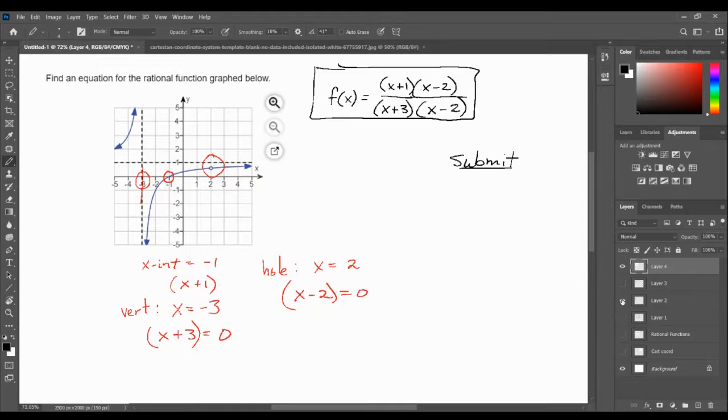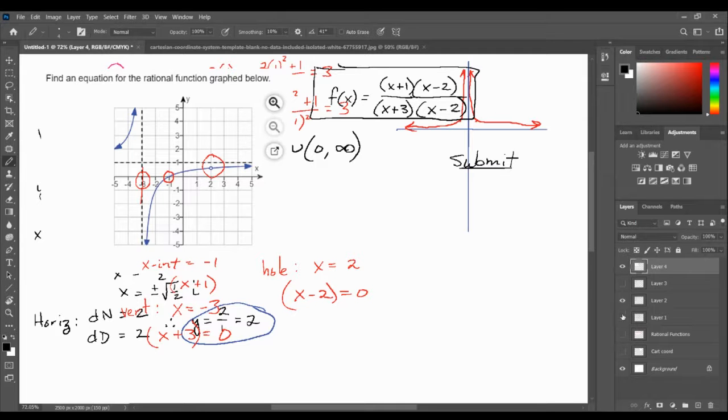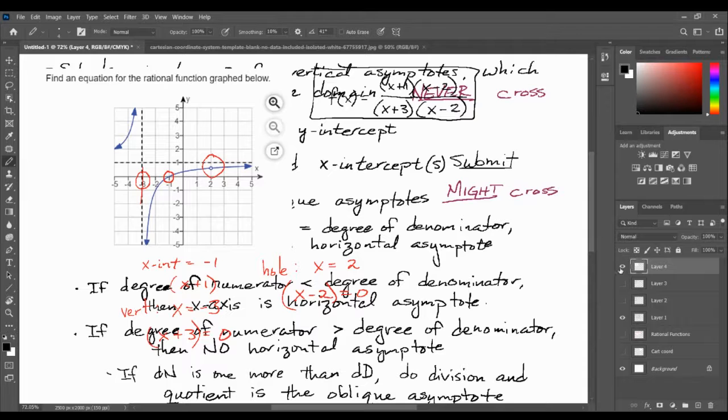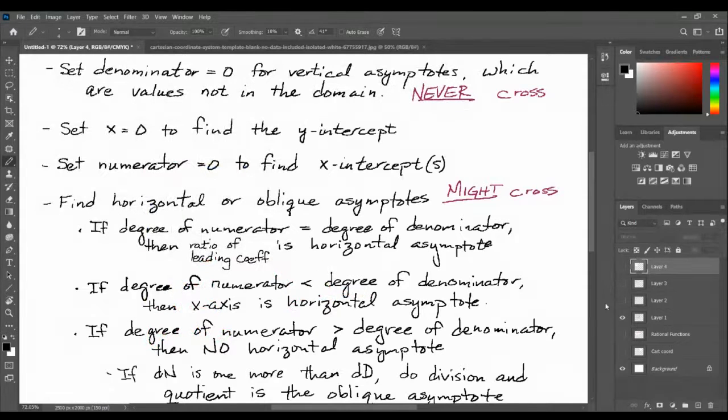The most important, I think, where's our list there? I think this is really the gist of it. This list here, follow the procedure. Set your denominator equal to 0 to find vertical asymptotes. Set x equal to 0 to find the y-intercept, and there may not be one. Set the numerator equal to 0 to find x-intercepts, and again, there may not be any. Then look for horizontal asymptotes. If there is one, there will not be an oblique asymptote.